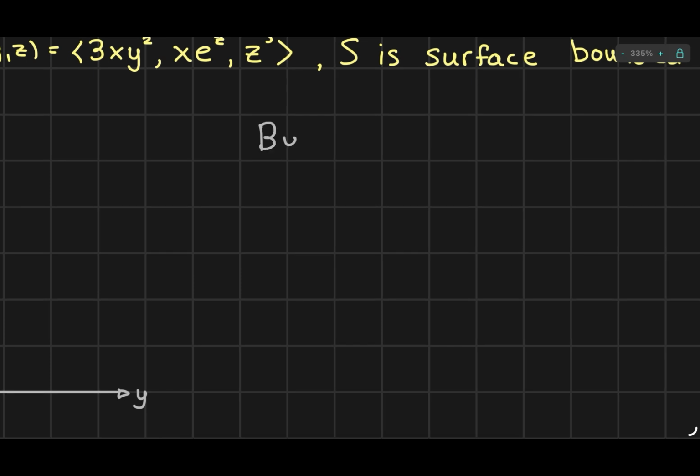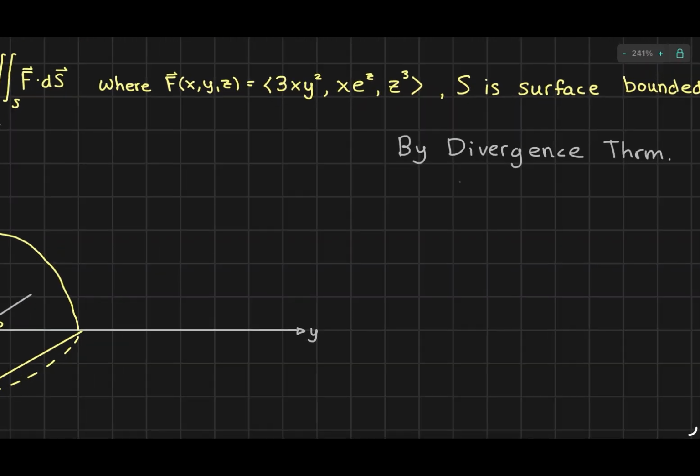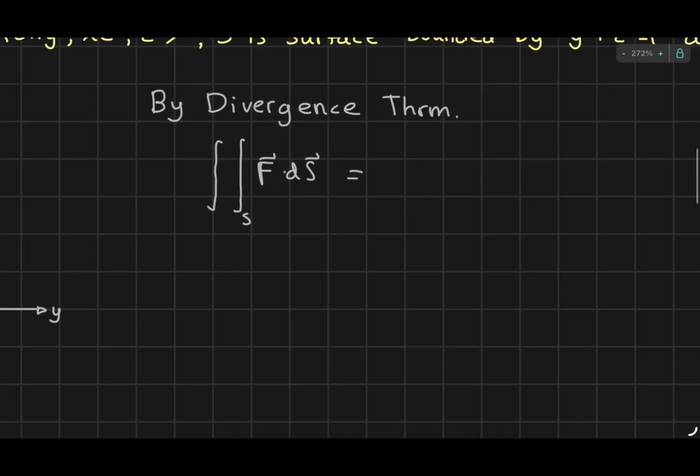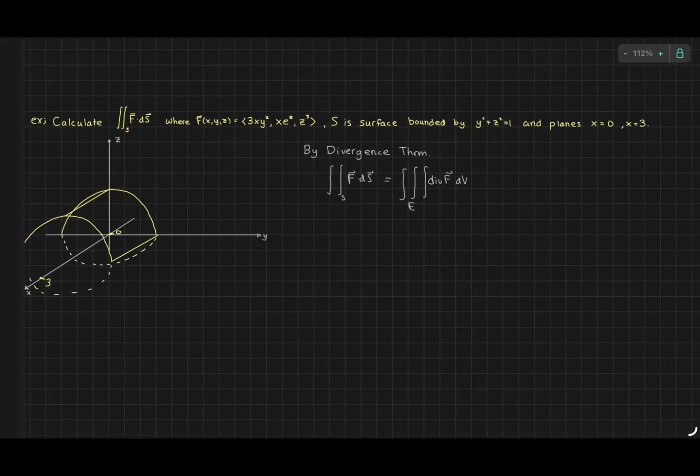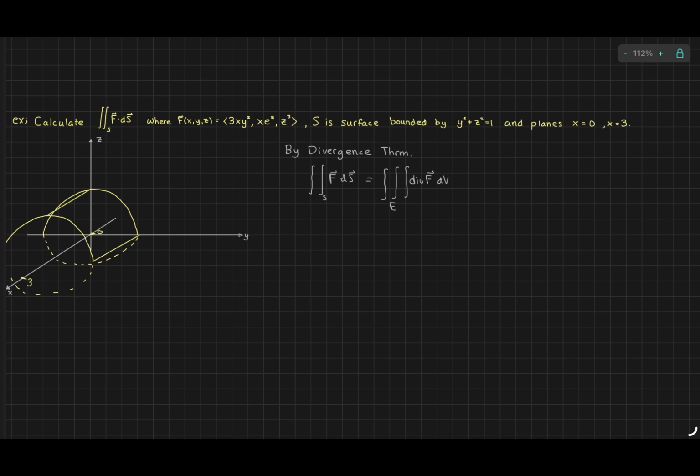Once again, spoiler alert, we're going to go ahead and use the divergence theorem here. So we know that by the divergence theorem, this surface integral here, f dot dS over the region S, is actually going to equal the triple iterated integral of the divergence of our vector field dV over some region V, or E, I guess, in this scenario. We'll use E.